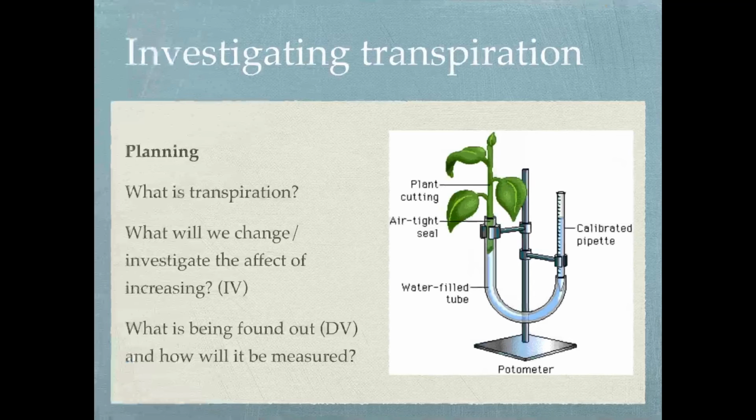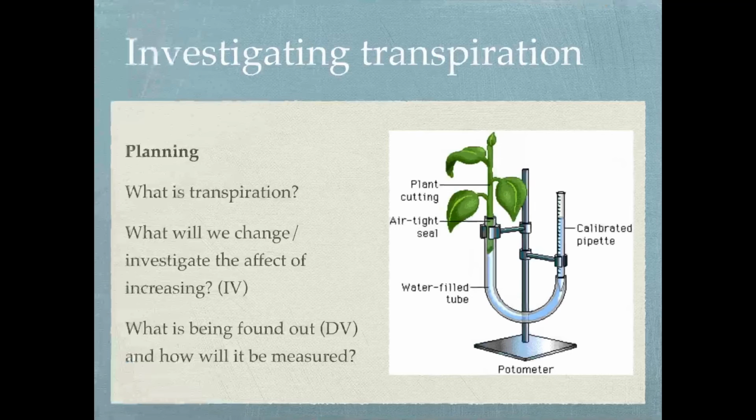What is being found out is the DV in brackets. That's your dependent variable. These are always your results. On a graph of results, the independent variable always goes along the bottom because that's what you're changing. And then how high you go up on the y-axis to mark your result depends on what you've done at the bottom. So we call that the dependent variable. So this is going to be the rate of transpiration.